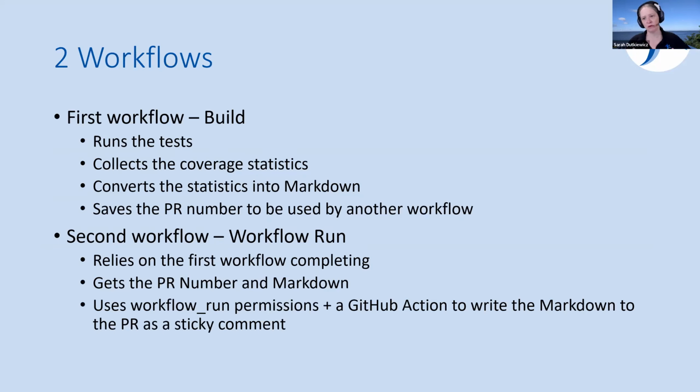Now we're doing this in 2 workflows. And the reason why we're doing this in 2 workflows is because we're going to have one that will get the coverage statistics and it'll convert it into markdown. Then we'll have another that will have the permissions to write to the pull request. So managing the permissions, I like to make sure that those permissions are only going to be where they need to be. And so if I only need write for a certain part of it, I don't want to give write access to the entire pipeline. I'm only going to give it to where I need it.